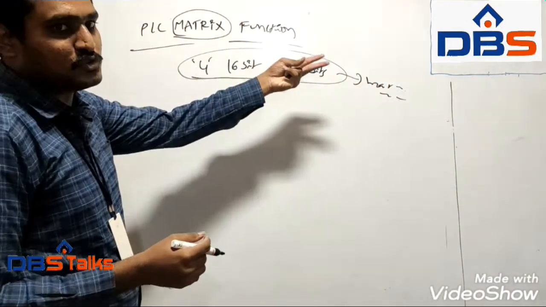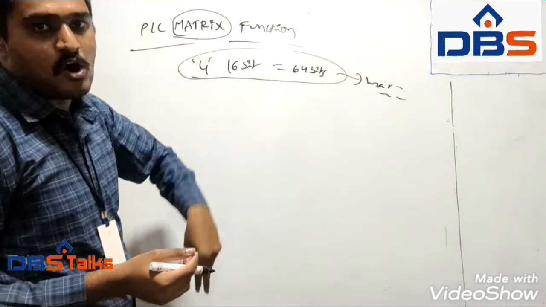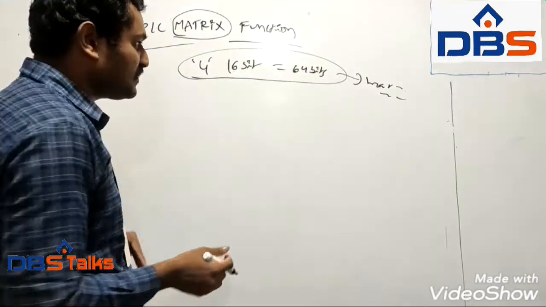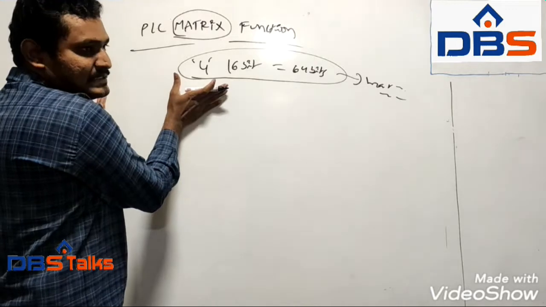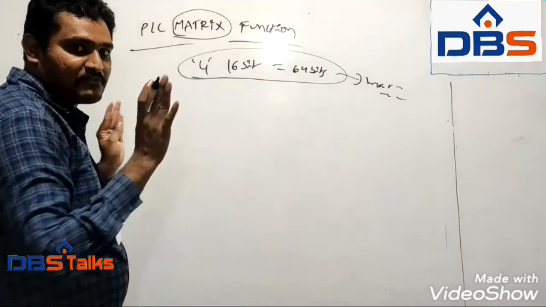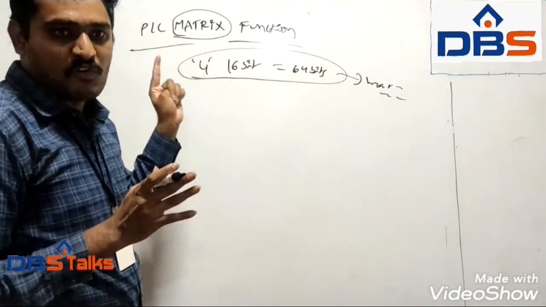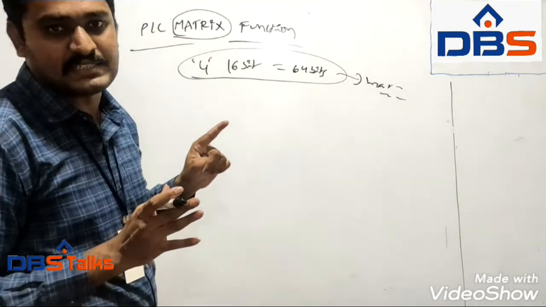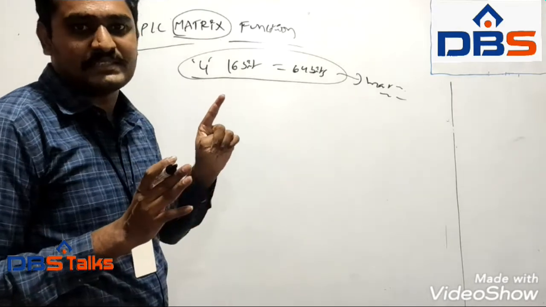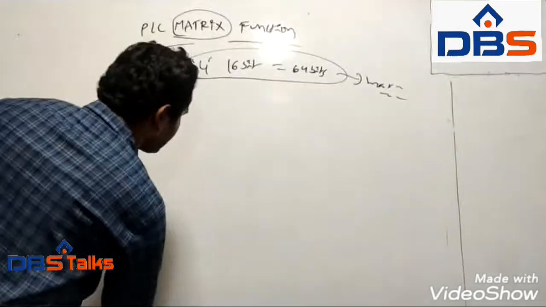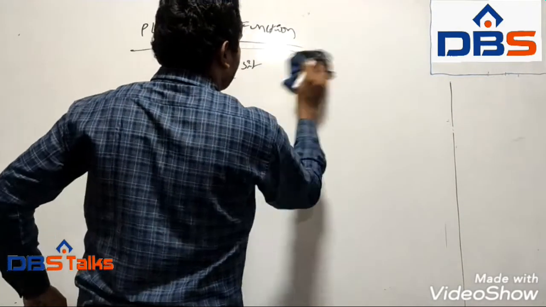After taking those two matrices we have to take the output matrix, that is matrix C. For every matrix I have to take 4 registers. So 4 registers means 4 into 16 bits. One register is a 16-bit register, so that means we have to take 64 bits. So I am taking two matrices, that is matrix A and matrix B.